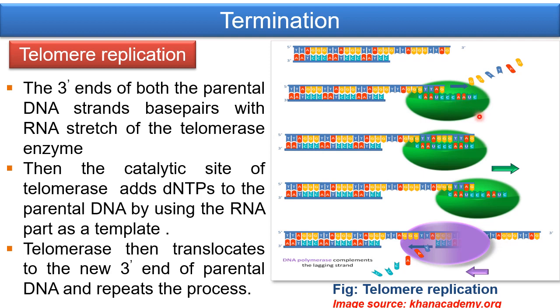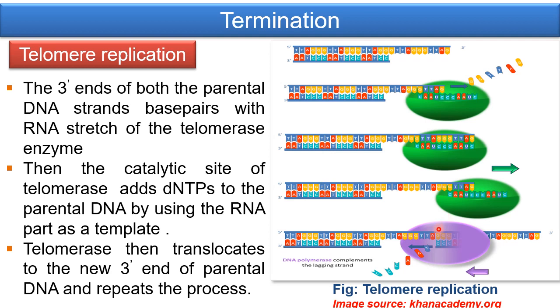So this is the telomerase enzyme marked in green, and this is its RNA stretch, which will act like a template for the parental DNA strands. Now the catalytic site of telomerase, that is the protein part of telomerase, adds dNTPs to the 3' hydroxyl group of the parental DNA strands, by using this RNA stretch as a template. So now the 3' hydroxyl group in both the parental DNA strands is extended. Now the telomerase will translocate to another 3' end of the parental DNA strands and repeat the whole process several times to complete the formation of telomere.